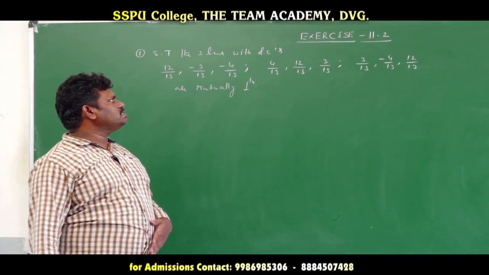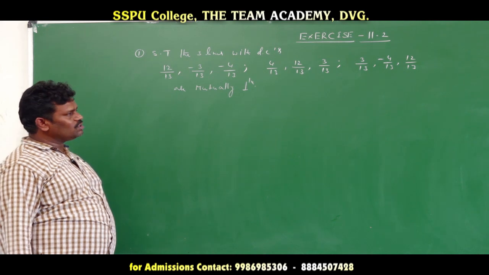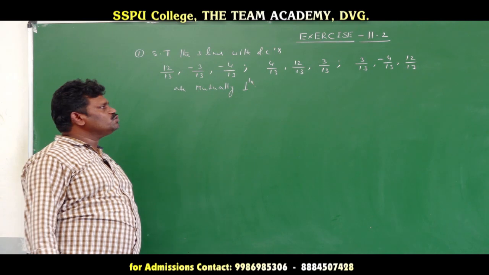Right, next is exercise 11.2. The first question: show that the three lines with the given direction cosines are mutually perpendicular.